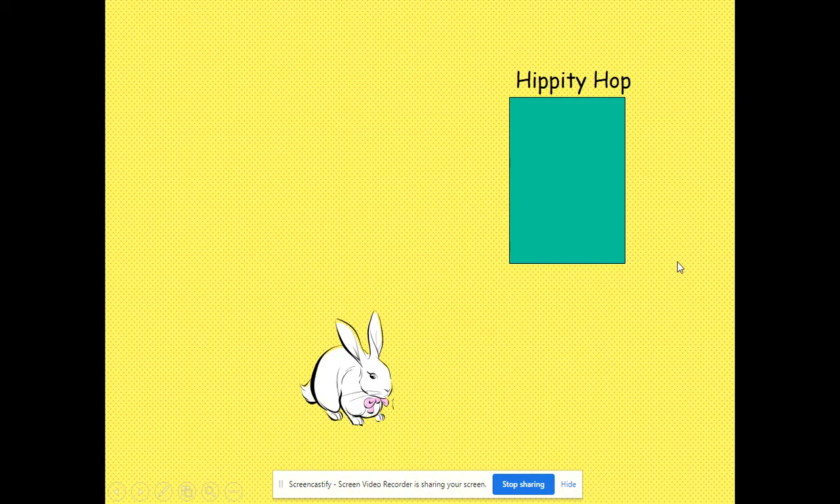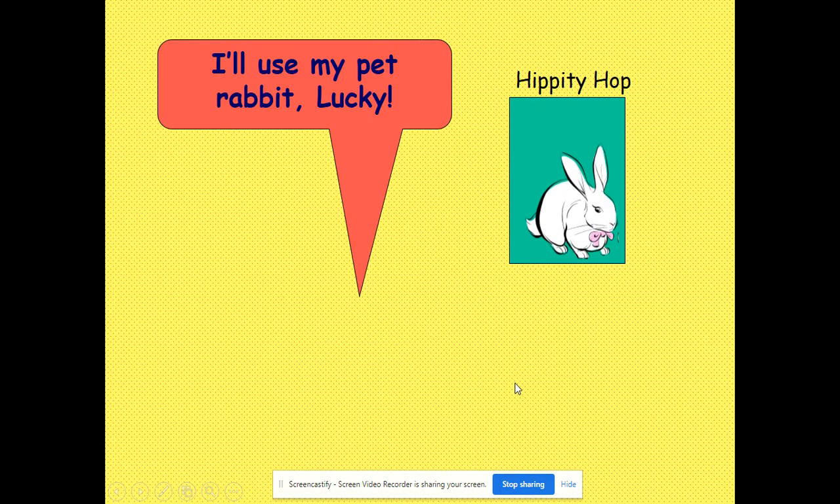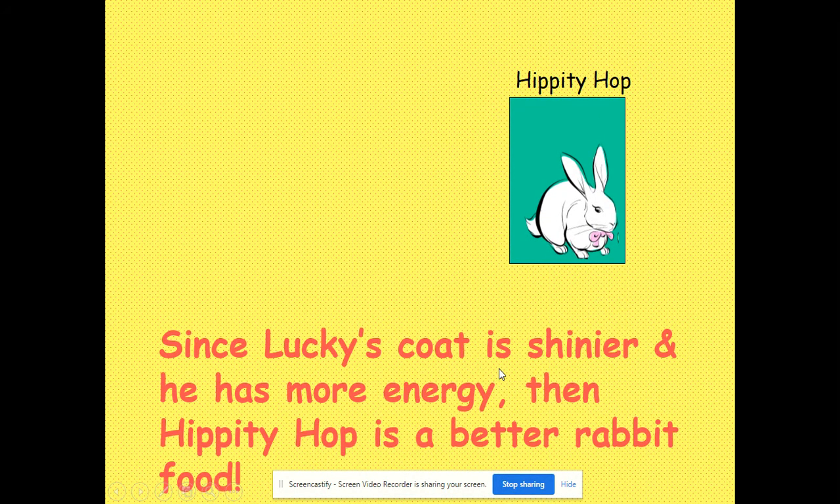Okay, so at this point, this is my rabbit. The name is rabbit. So I decide I'll use my pet rabbit and give my rabbit my new rabbit food. And then I decide my rabbit's coat is shinier, he has more energy, so Hippity Hop is a better rabbit food. Everybody get that point? So I made this new rabbit food, I tried it on my rabbit, and I made those claims.